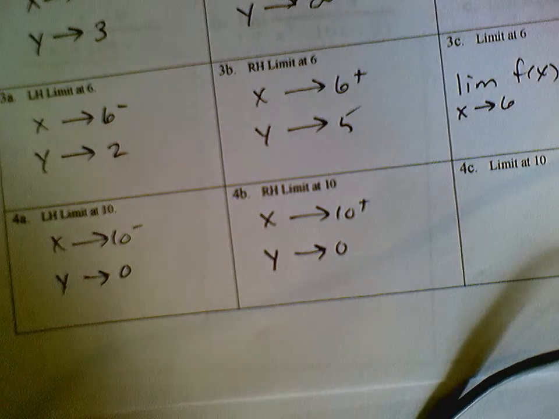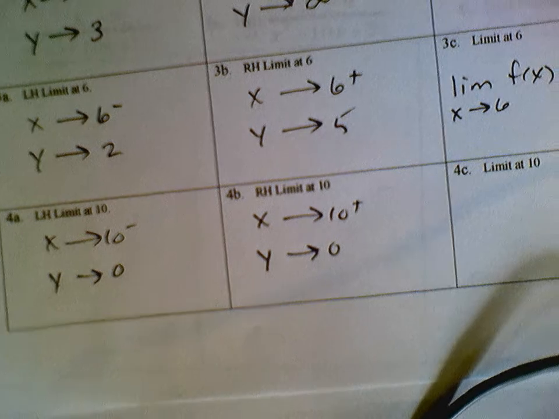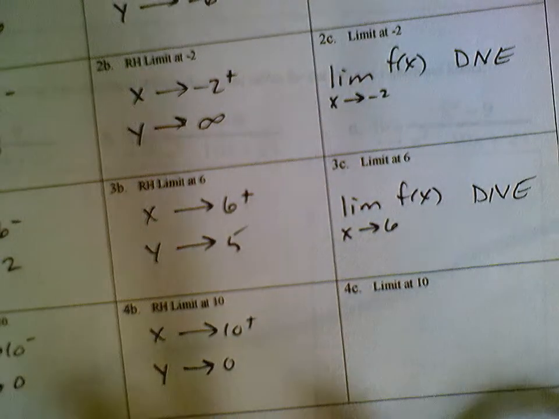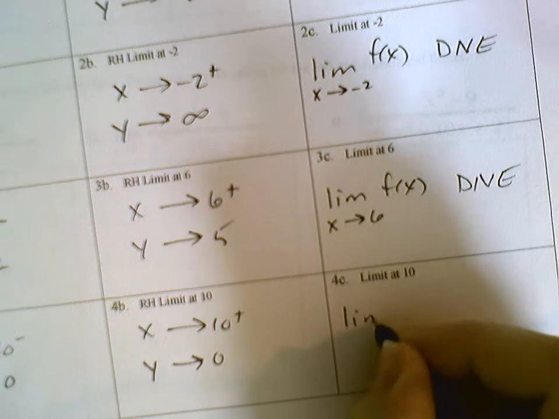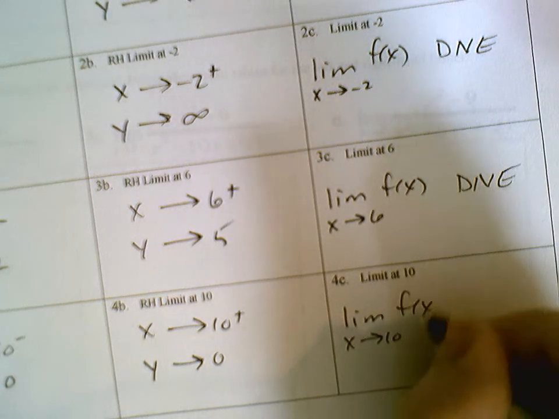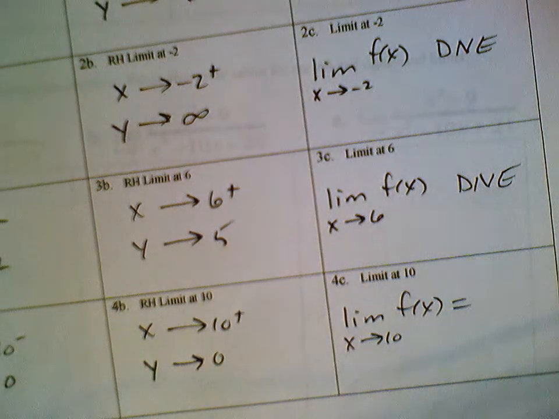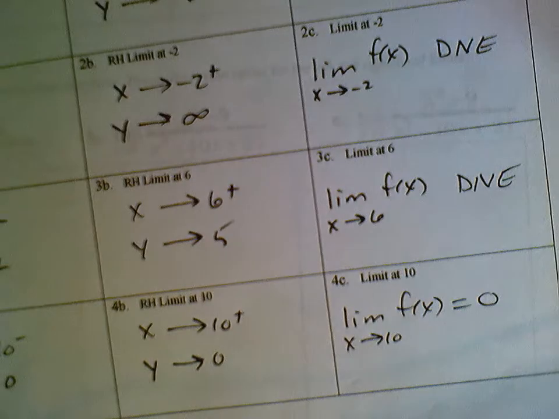Okay, so we have both left and right hand limits. They exist and they are equal. So that means that the limit as x approaches 10, okay, so the limit as it approaches from the left and the right is 0. Okay, now we're going to move to the back.